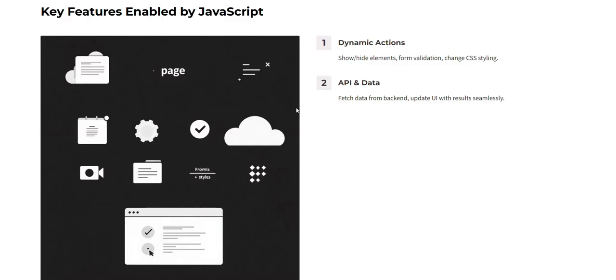For example, in Homely Hub, JavaScript fetches property listings from the database and displays them instantly on the screen. So this ability to work with live data is what makes the modern web application feel fast and interactive.